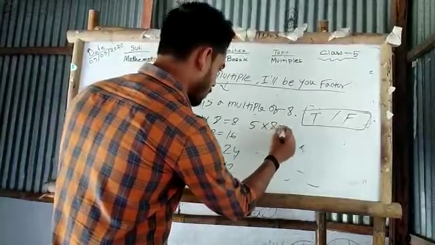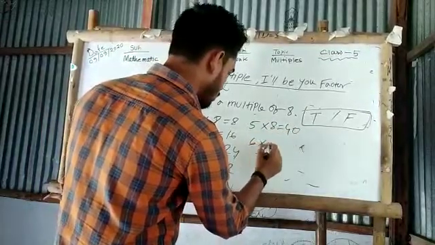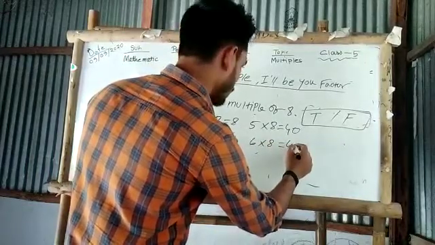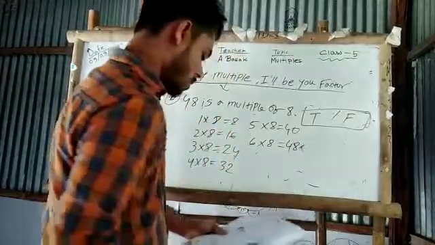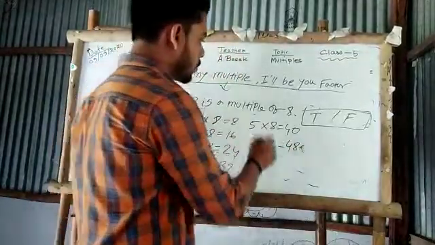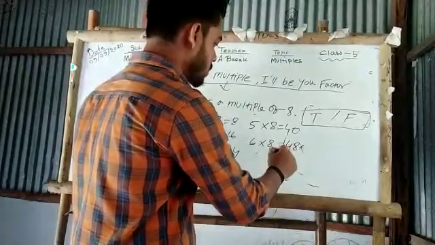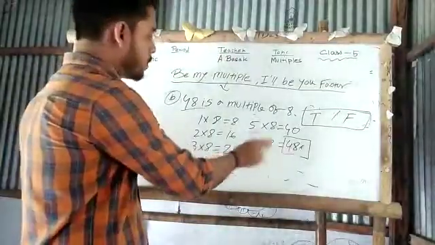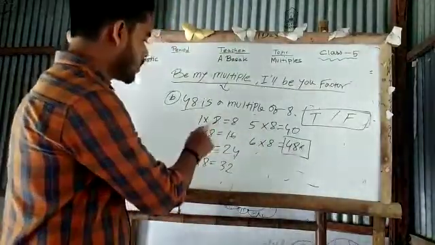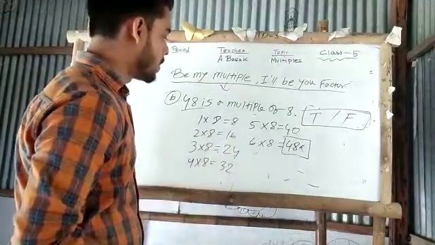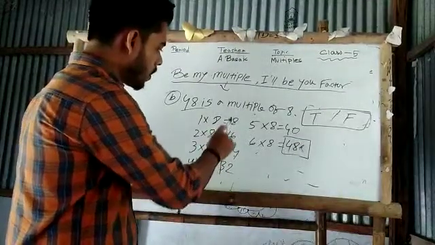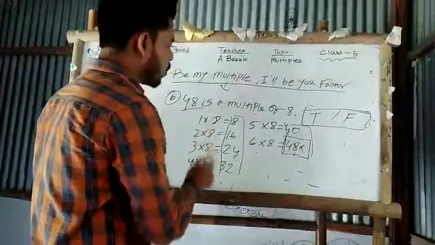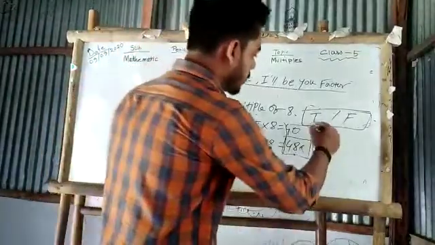5 into 8, 40; 6 into 8, 48. So the question is: 48 is a multiple of 8, is it true or false? You can see 48 is present in the table of 8, so the statement is true. These are the table of 8, these are the multiples of 8, and here is the number 48. So 48 is a multiple of 8. That means the statement is true.